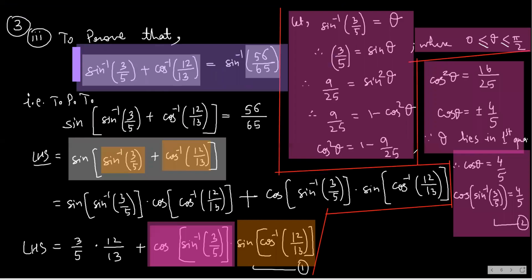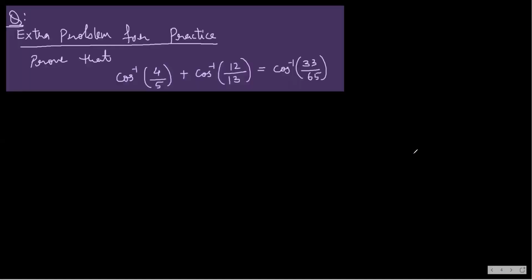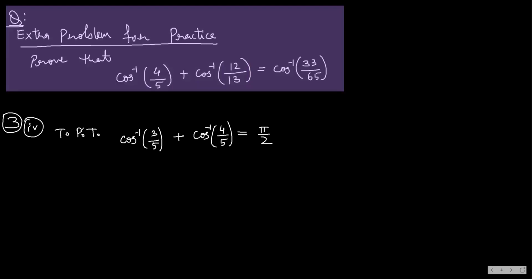Now let's solve this one. This is the third, fourth problem from the textbook, exercise 3.3. We have to prove that cos inverse of 3 upon 5 plus cos inverse of 4 upon 5 equals pi by 2.